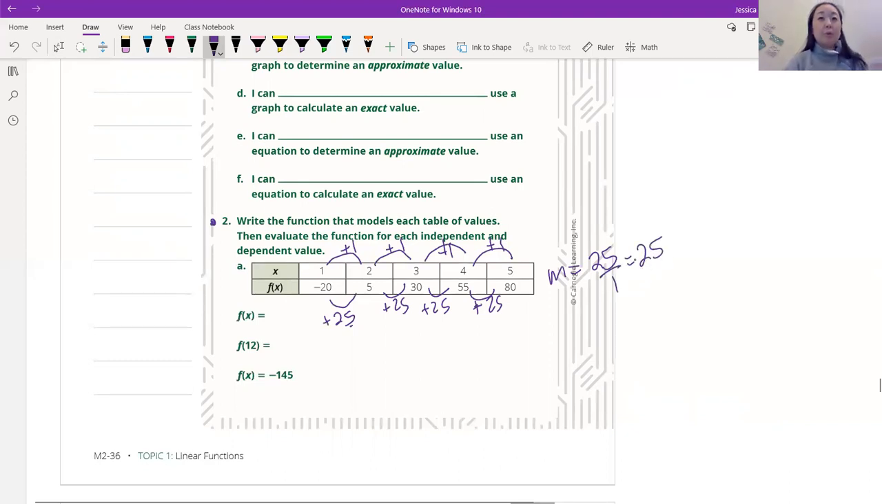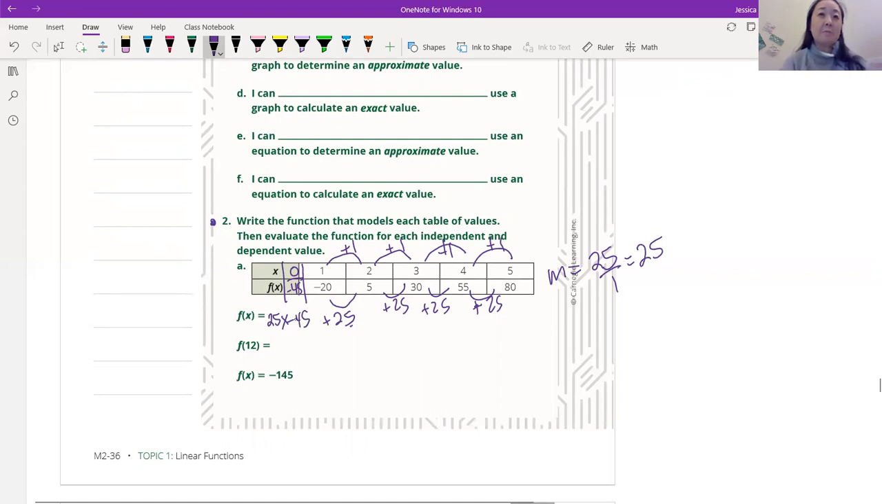And what do we start with? Well, what is it at 0? If we were going to predict that, we're just adding this in there. So remember, we're adding 25 going to the right. So if we go to the left, we're subtracting 25. So this would be negative 45. So our function would be f of x is equal to 25x minus 45.